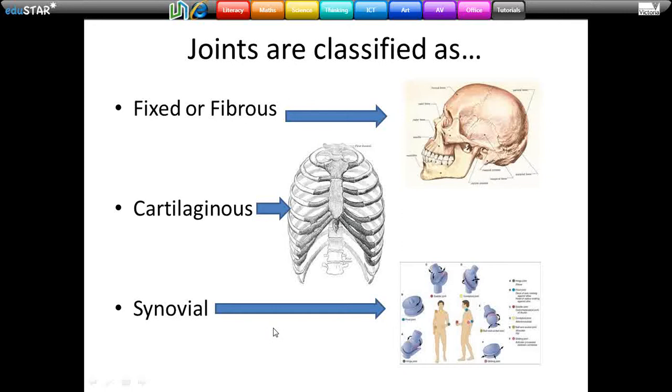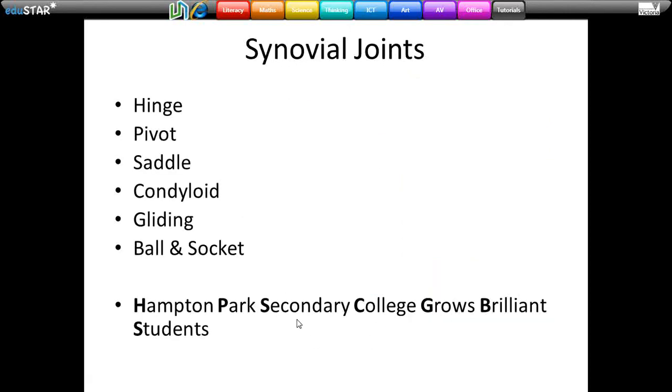And the third type of joint is a synovial joint, and there's a number of different synovial joints in the body, and these are the joints that are freely movable, provide lots of movement and different planes of movement so that you can move your body around and joints can articulate on each other. Now there's 6 different types of synovial joints. They are hinge, pivot, saddle, condyloid, gliding, and ball and socket.